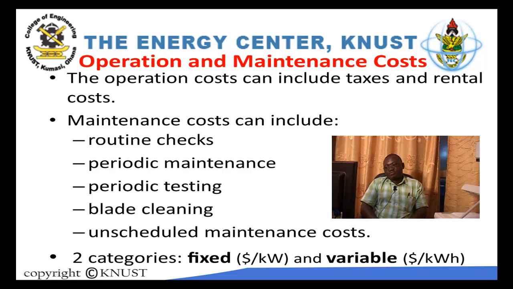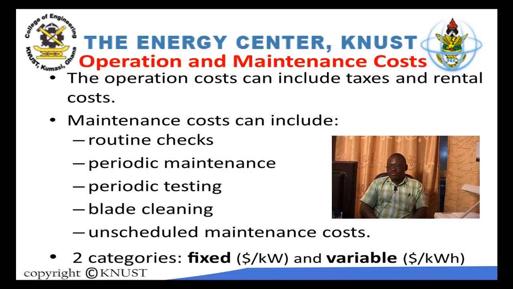Now, we also have operations and maintenance costs. That has to do with routine checks, periodic maintenance, periodic testing, cleaning of the blades, and sometimes taking care of breakdowns and scheduled maintenance. All these also go into operation and maintenance costs. They come periodically; definitely at a point in time, some form of maintenance would have to be carried out on the plants. So these categories of costs go into operations and maintenance costs.